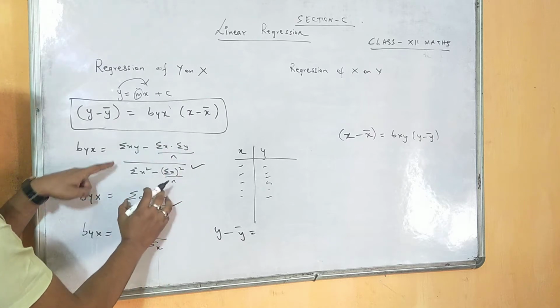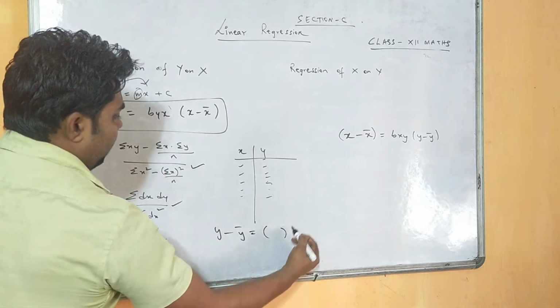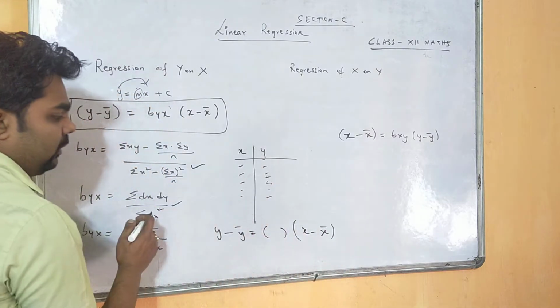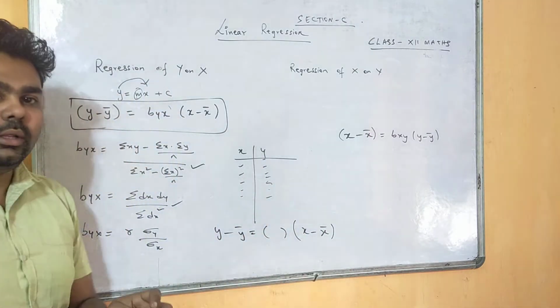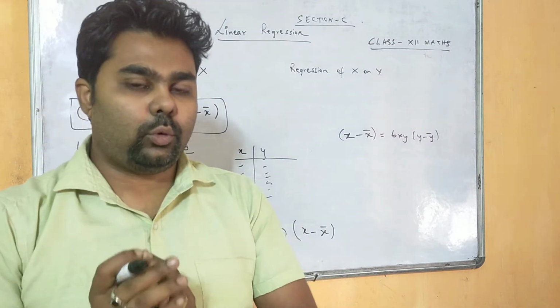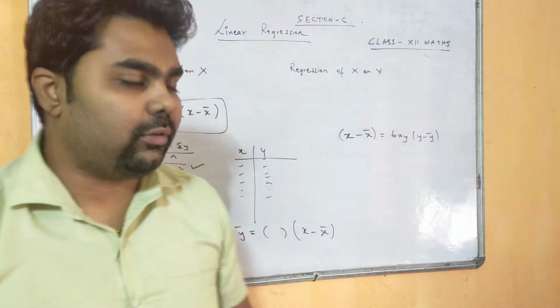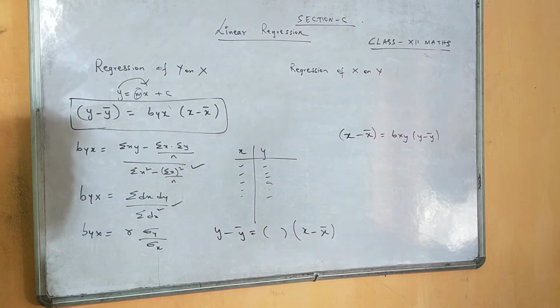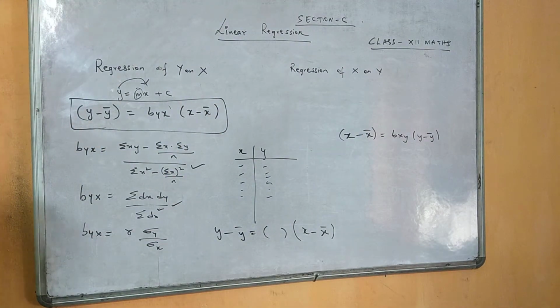Okay. After getting the value of byx, we will put it here. Then again we will multiply by x minus x bar. So x bar we will get from the x column. So like this we will get one equation, that is y in terms of x. Okay. So that is our lines of regression. So these are the formulas. Now it will be much clearer when we solve a few questions. So let's start now.